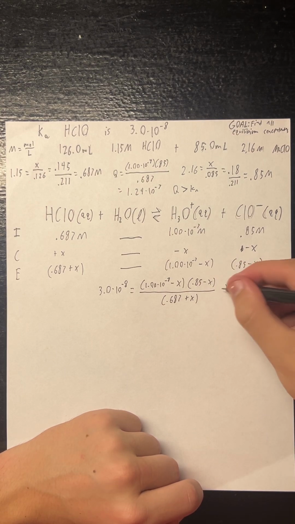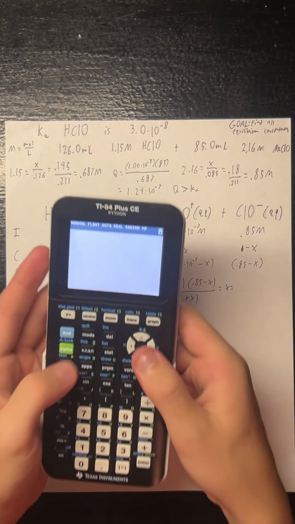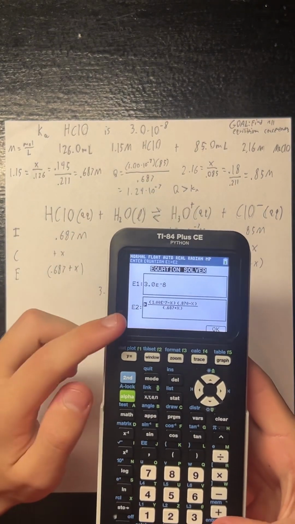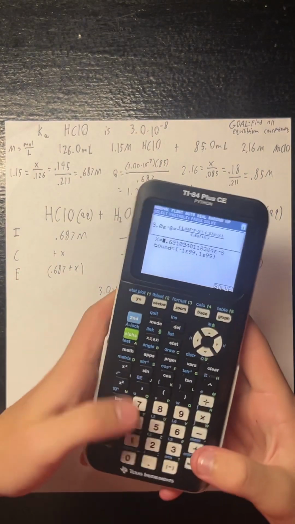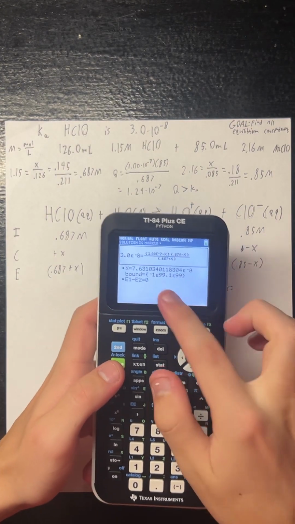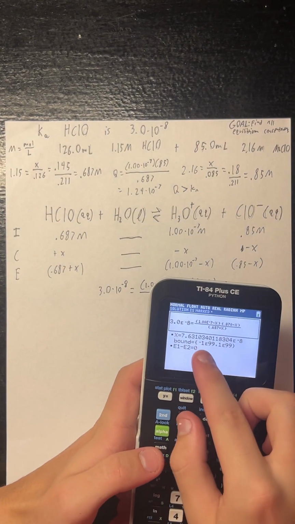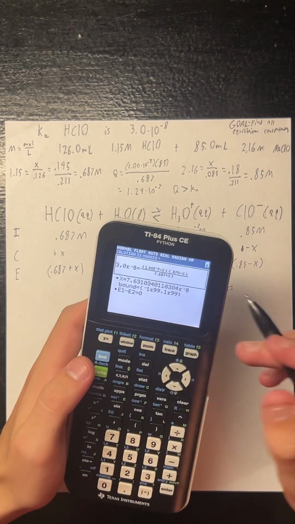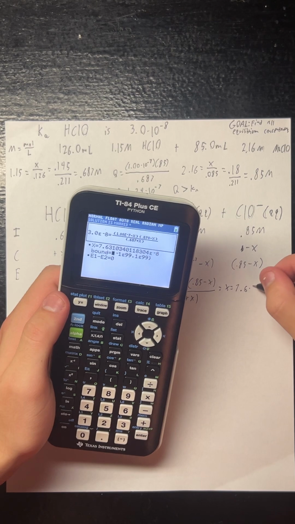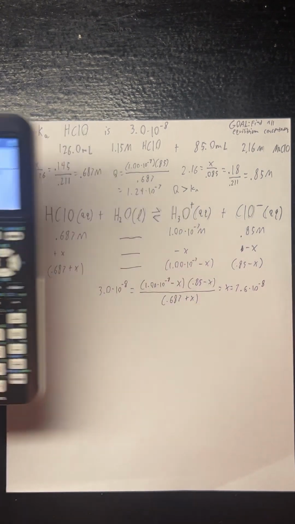And to find x, let's go to math, numeric solver. I've already plugged all that in; you just copy and paste, then go 0 equals, alpha, solve. And we get 7.6 times 10 to the negative 8, since 2 sig figs. So x equals 7.6 times 10 to the negative 8.